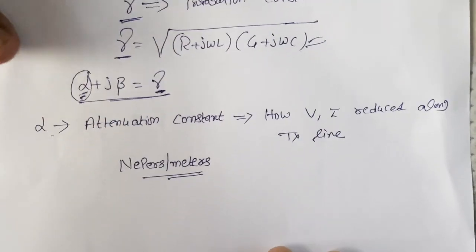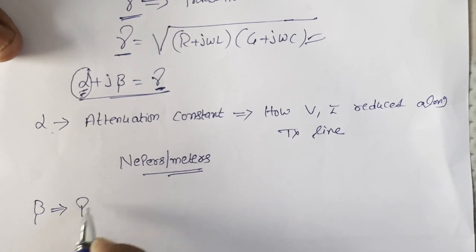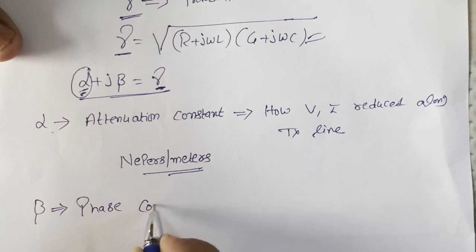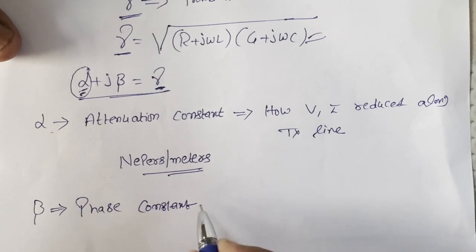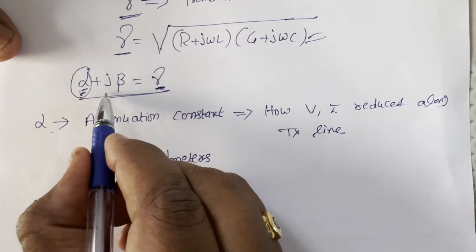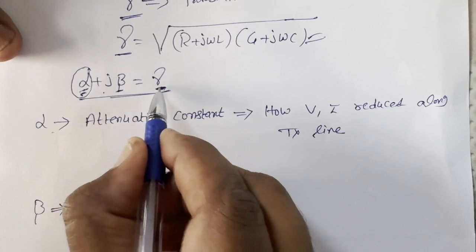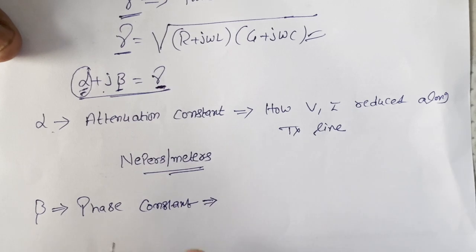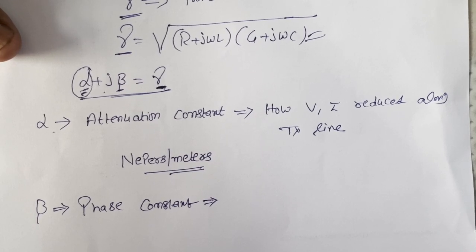And similarly beta. Beta is nothing but the phase constant. Simply, this beta is the imaginary part of the propagation constant. And this beta describes how the phase positions of voltage and currents vary along the transmission line.